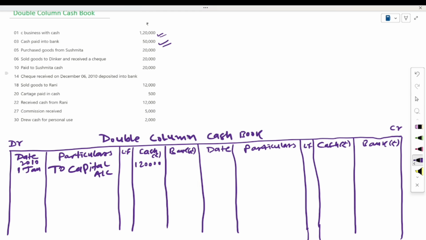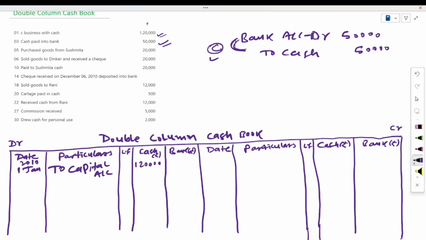Next, paid into the bank 50,000. Paid into the bank means cash will be deposited into the bank. If you deposit any cash amount into the bank, it means bank account debit to cash account. Here the entry will be 50,000, 50,000. This is the contra entry. In the previous video we have already discussed the contra entry and what we have to do for it.